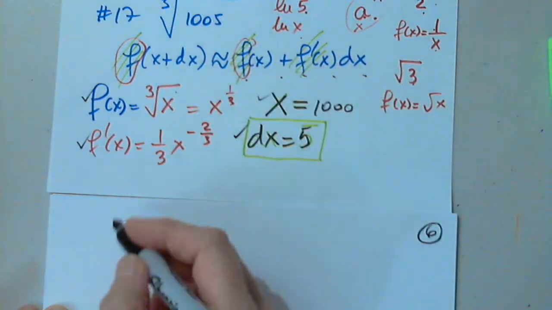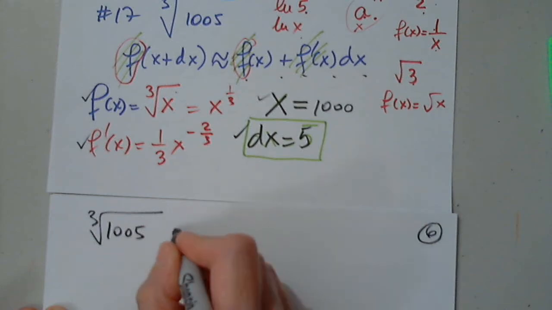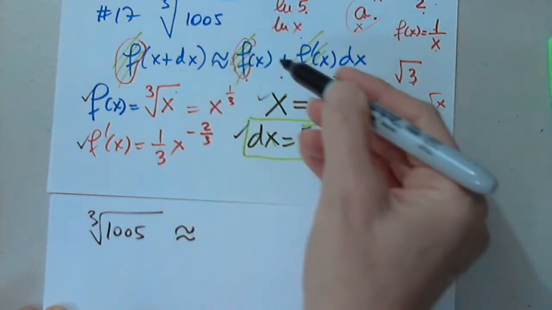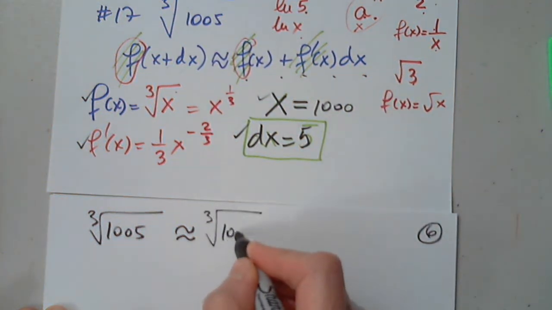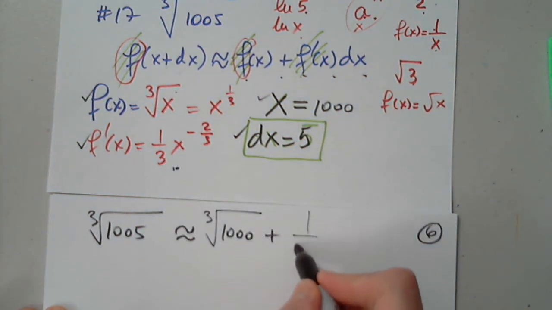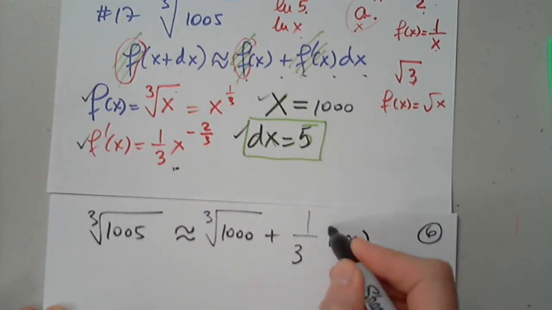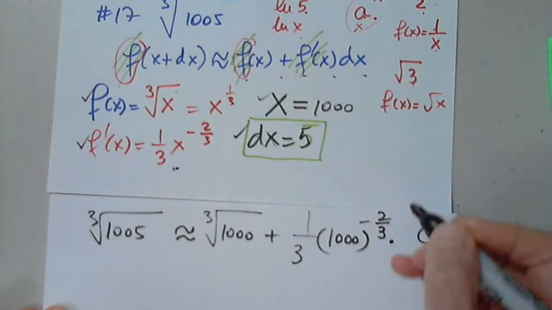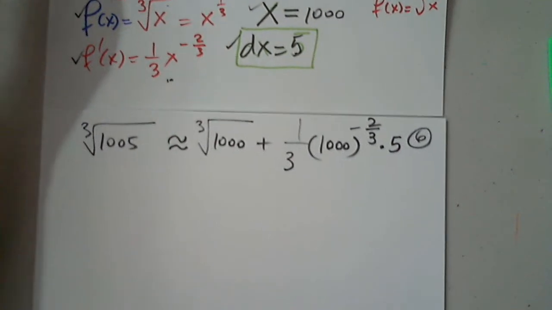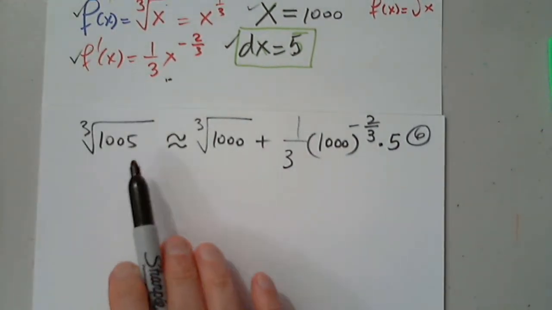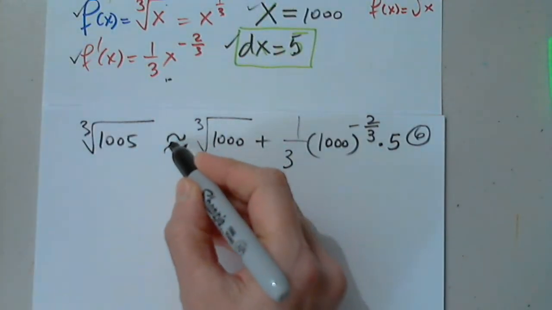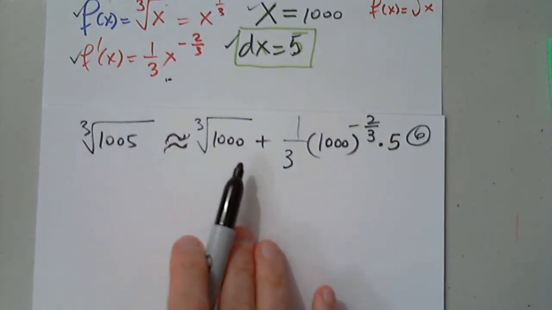Now all this is the cube root of 1005, which is approximately f of x, the cube root of 1000, plus f prime of 1000, which is 1 over 3 times 1000 to the negative 2/3, times dx, which is 5. You had no idea that you could approximate, not exact, right? Approximate the cube root of 1005 so easy.